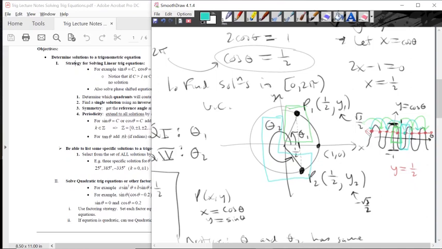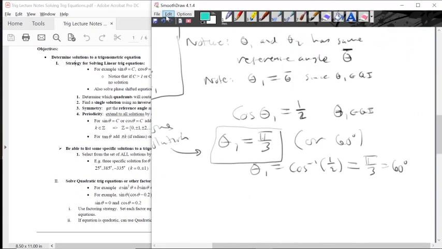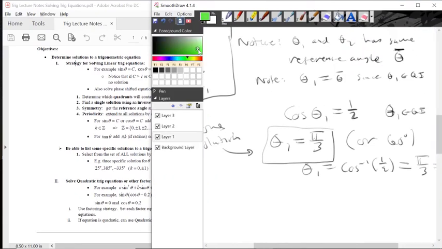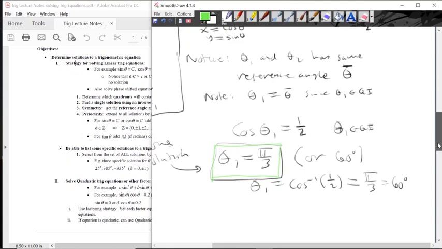multiples of the period in order to end up extending this to all of the solutions. We'll end up getting every single one of these. So we have found theta 1. We could have used an inverse trig function to do that as well.